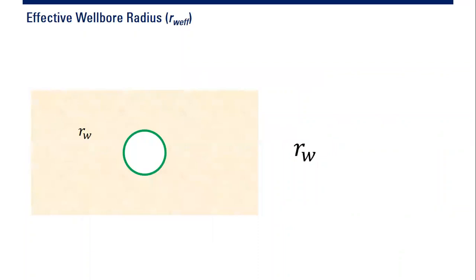So in this video, we will continue our pressure transient analysis topic, and today's issue is about effective wellbore radius. Talking about effective wellbore radius, or you can also call it equivalent wellbore radius, we start from a well. It can be an oil well, a gas well, and also a geothermal well.